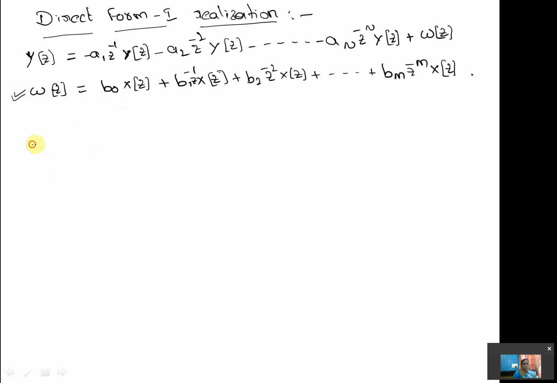See here, what is the input here? Here I am writing x of z or x of n. Remember, x of n is nothing but x of z also. Now to get the W of z, I have to multiply this x of z by b naught. That means here use one multiplier with the coefficient b naught. Now this is added to this term.